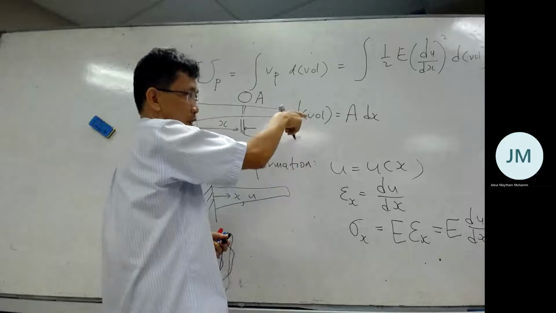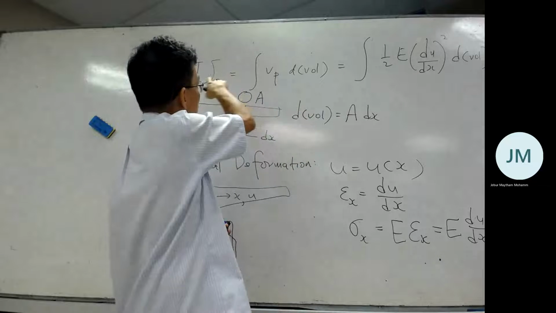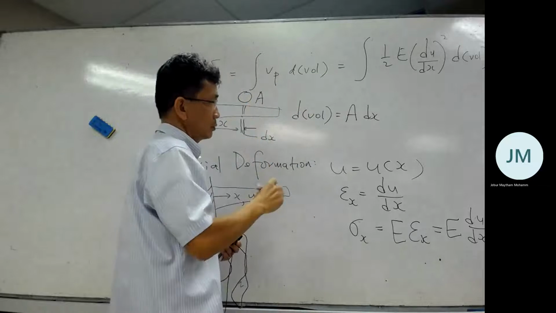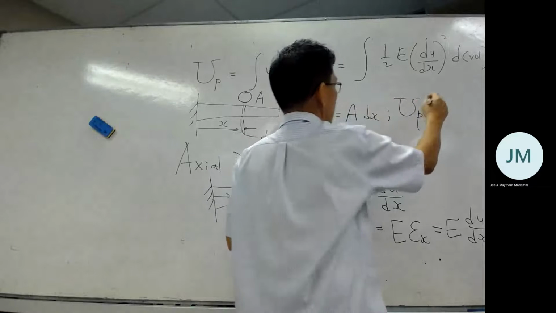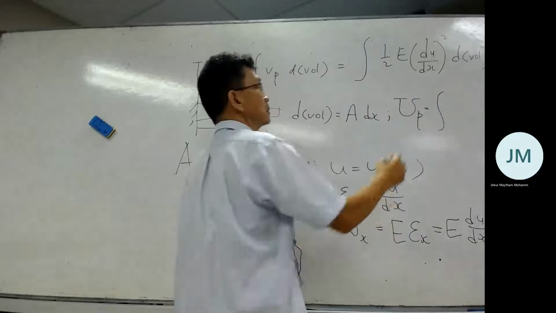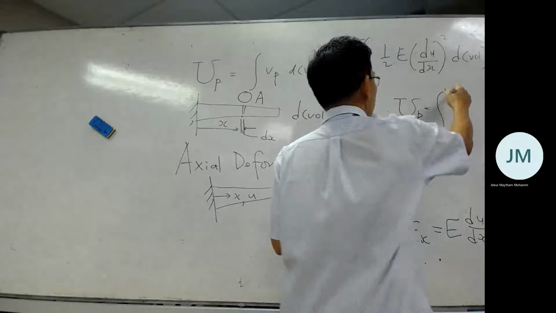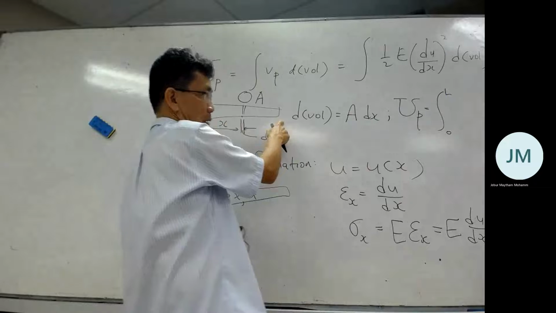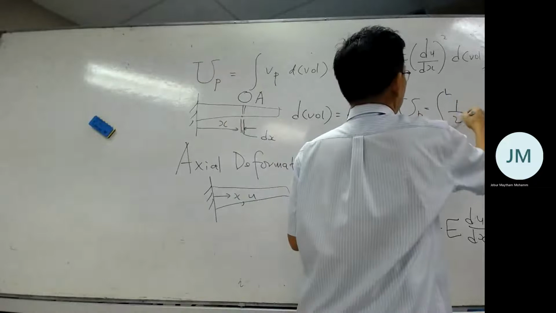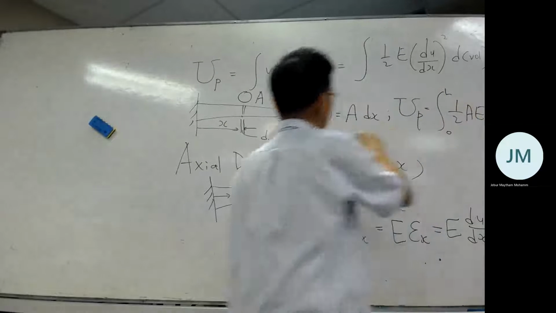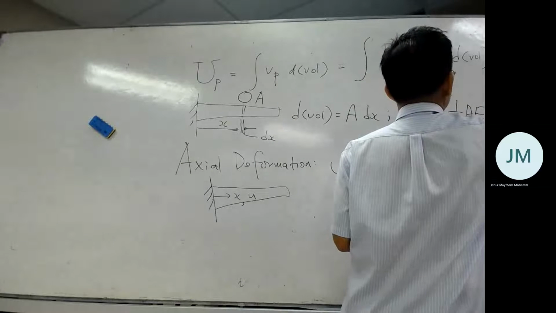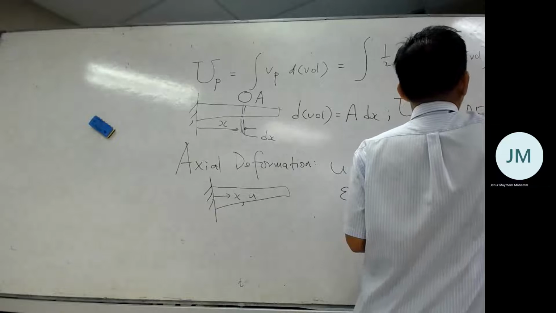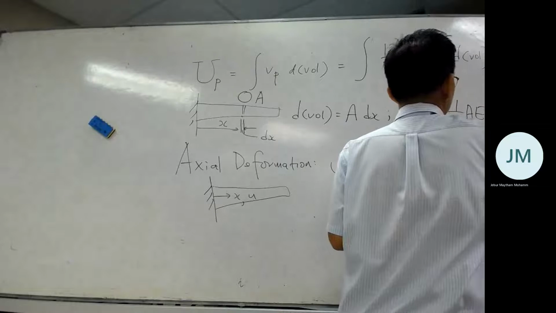If we take this into consideration and substitute there, we are going to get our strain energy finally: integration from 0 to L of half AE, because A comes from d volume, and then du dx squared dx.